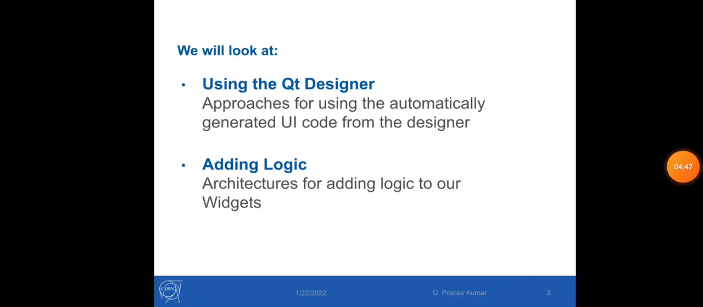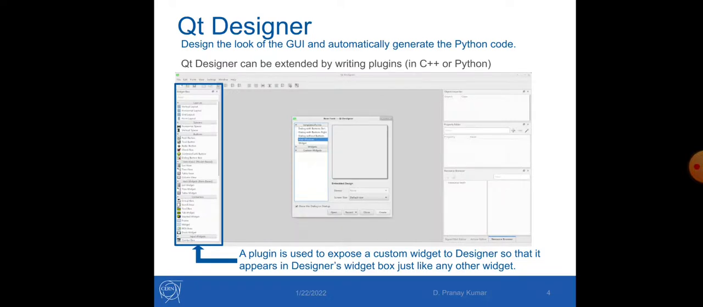How can we use Qt Designer? There are approaches for using the automatically generated UI code from the designer, and architectures for adding logic to our widgets. These are some things which we can use in PyQt. And next, Qt Designer. Now you can look at the Qt Designer given below. What is Qt Designer? It designs the look of the GUI and automatically generates the Python code. Qt Designer can be extended by writing plugins in C++ or Java.